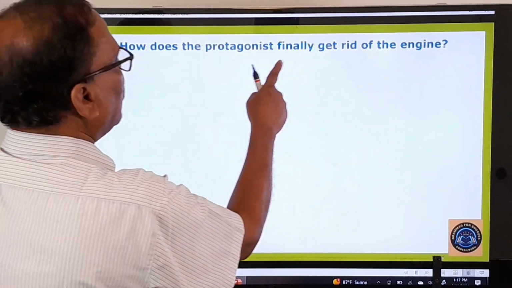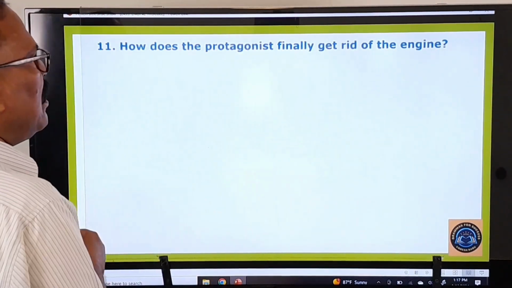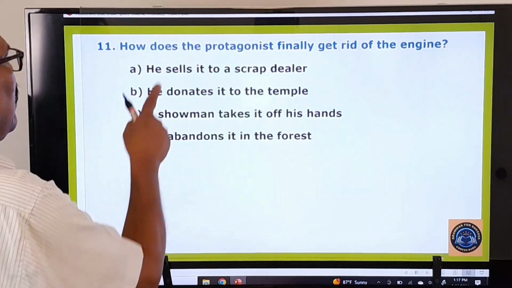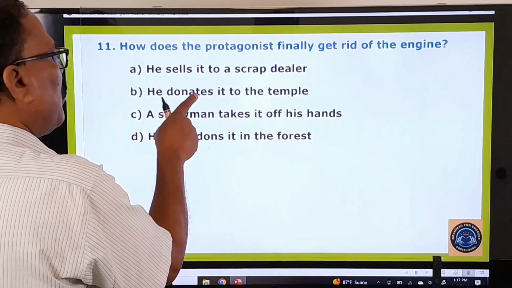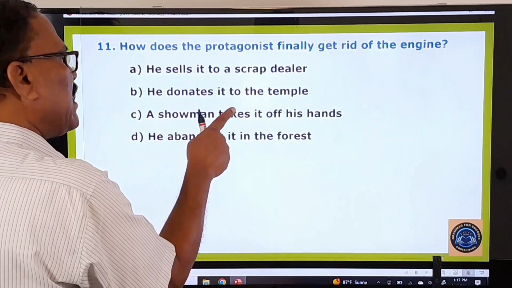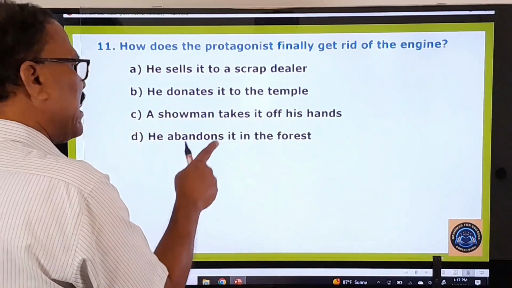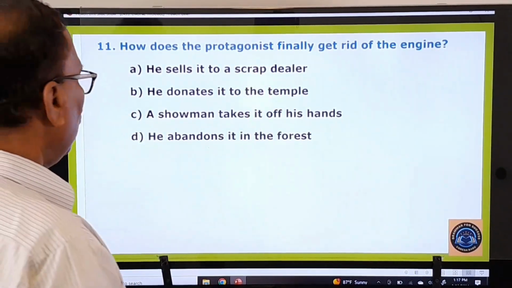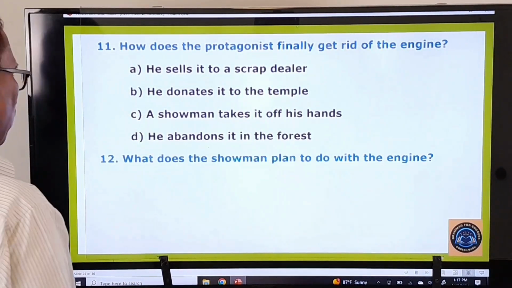How does the protagonist finally get rid of the engine? He sells it to a scrap dealer. He donates it to the temple. A showman takes it off his hands. He abandons it in the forest. You choose the correct answer. Go to the 12th question.